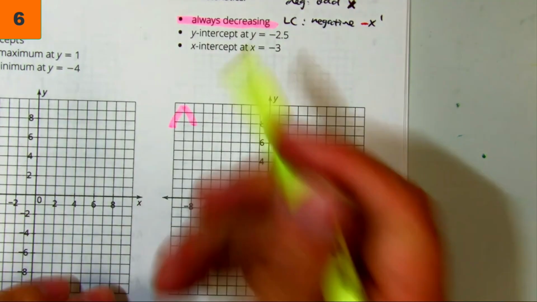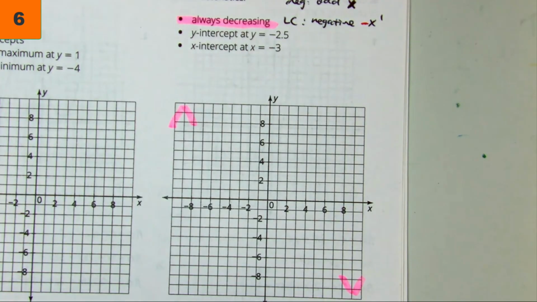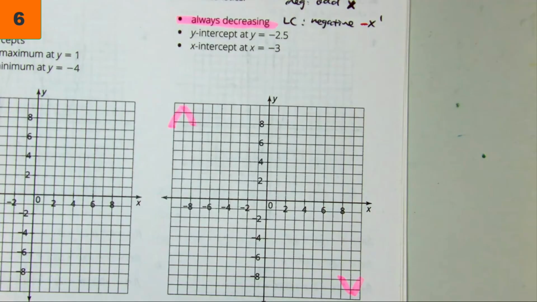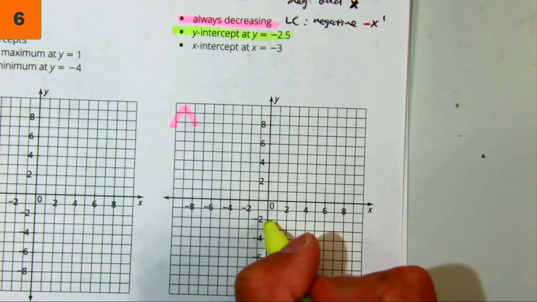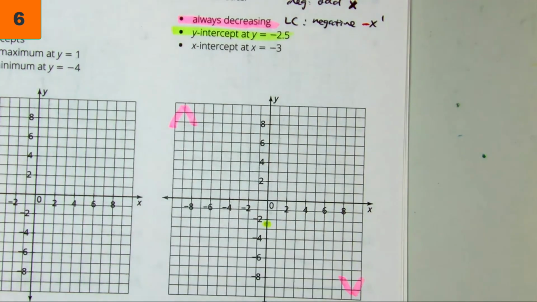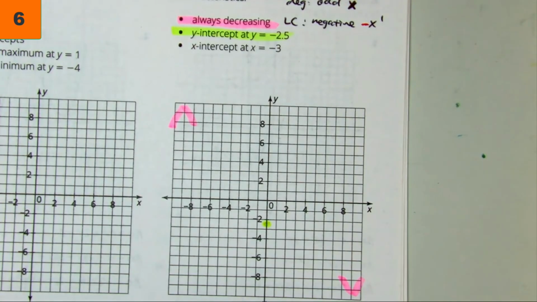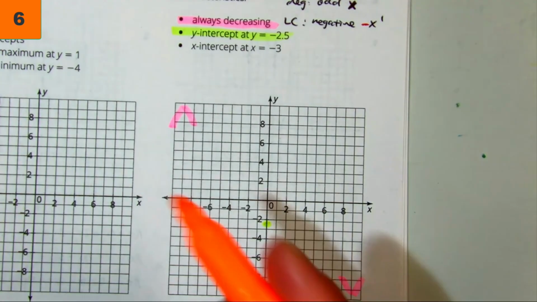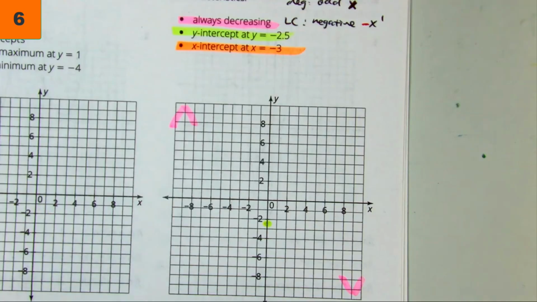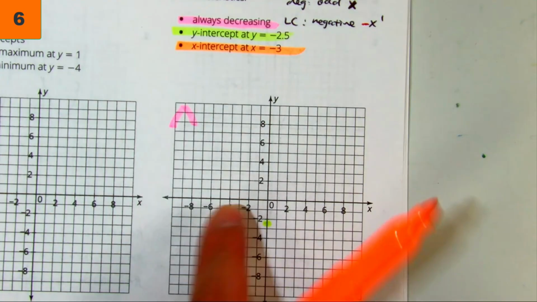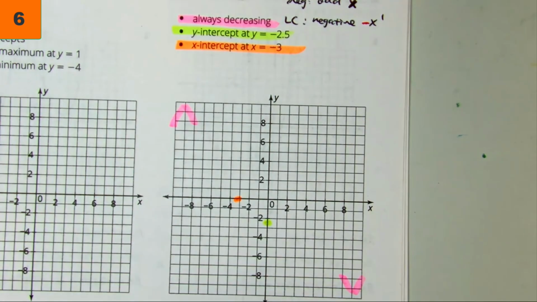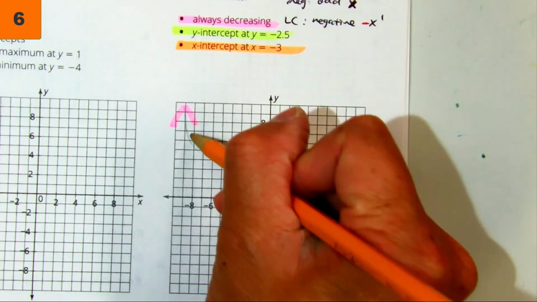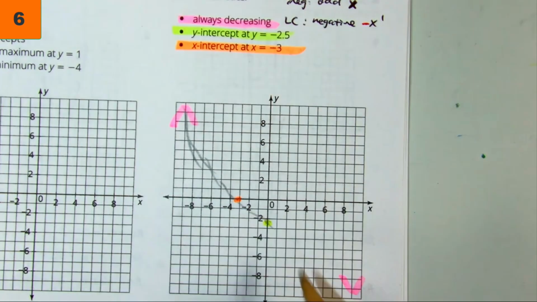Okay? Put your finger on the y-axis. Put your finger at negative 2.5. Y-axis, negative 2.5. And put your finger at the x-axis. Put your finger at the x-intercept of negative 3. And your graph just needs to kind of go somewhere.